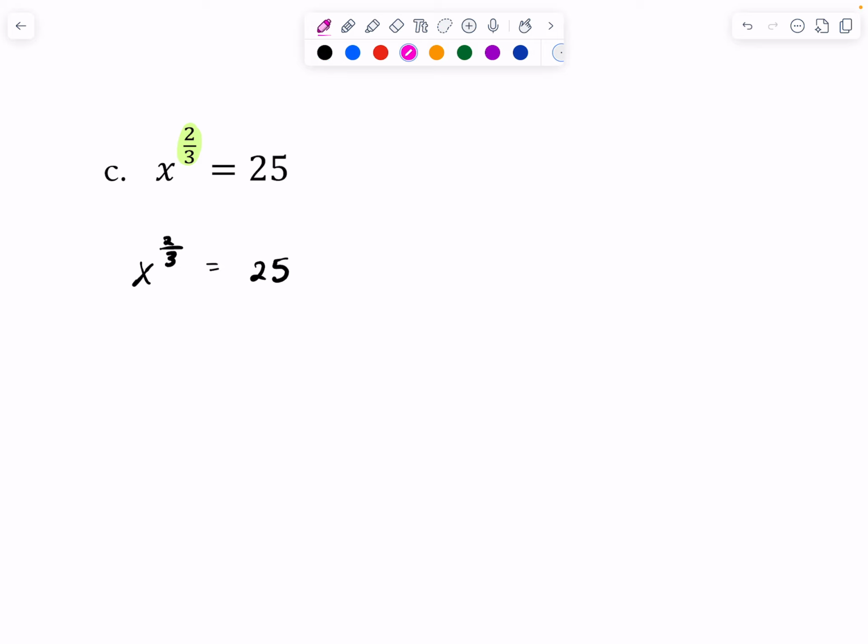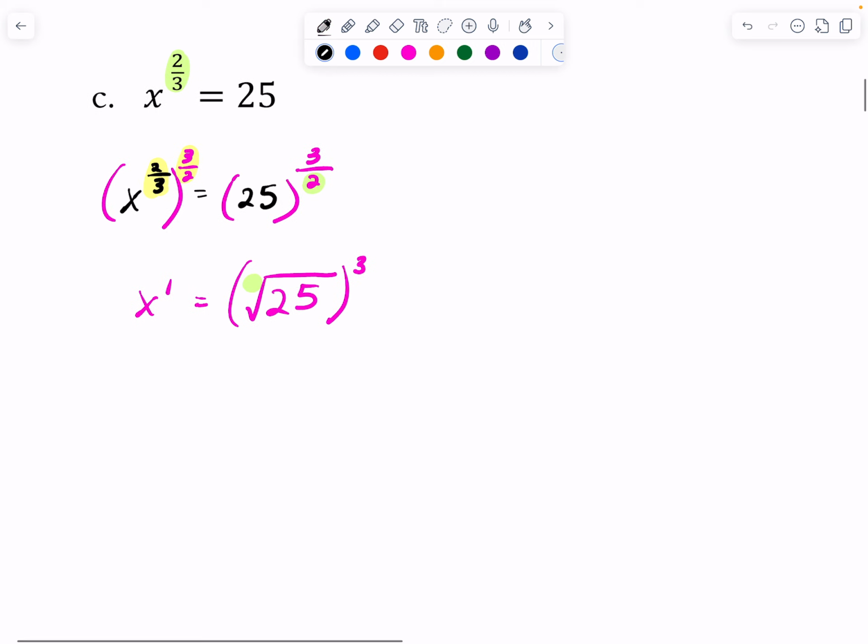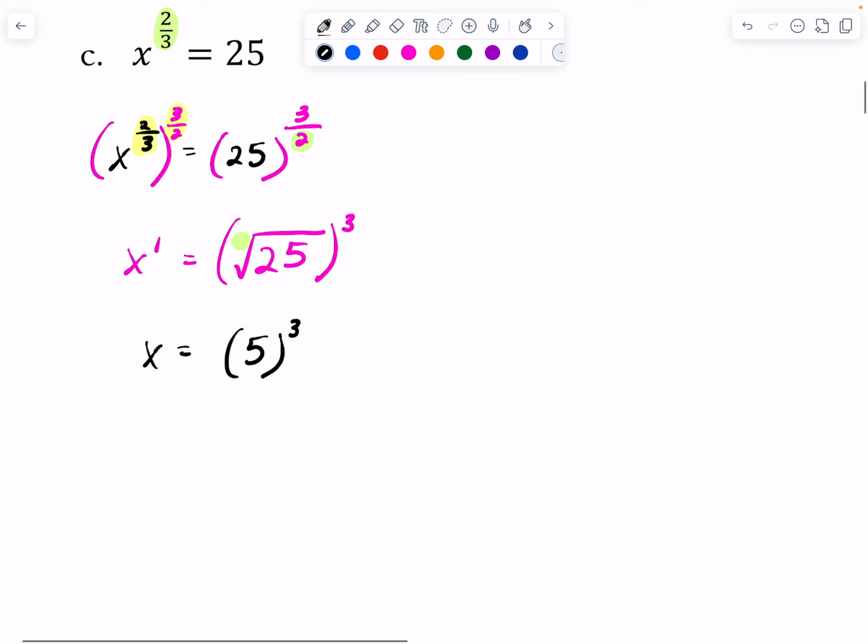Then I want to get rid of that 2/3 power by raising it to the reciprocal, the 3/2 power. Do the same thing to this side. Just like we did before, when you have a power raised to a power, they multiply. 2/3 times 3/2 is just 1. And on this side, I'm going to rewrite that as 25, but draw a radical symbol. My denominator is the index, which I don't need to write since it's 2. And my numerator, I'm going to cube when I'm done. So I get x equals, the square root of 25 is 5. But now I need to cube it. So x equals 125.